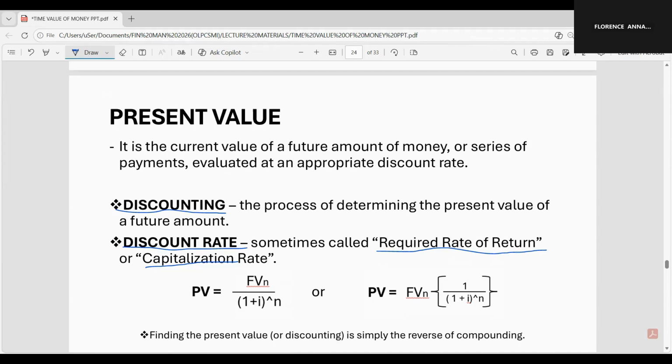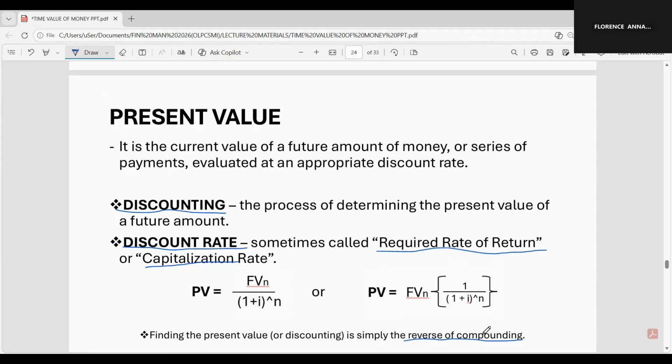Plus, finding your present value is just the reverse of compounding. So, di ba, ano yung formula natin with your future value? It is your principal times 1 plus interest raised to your number of period.